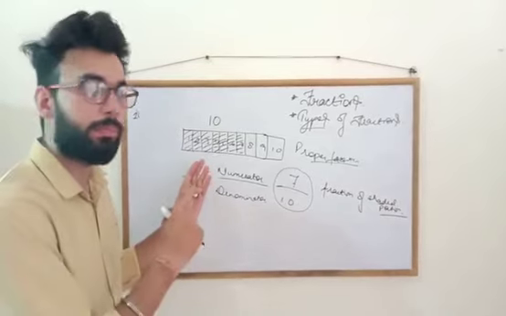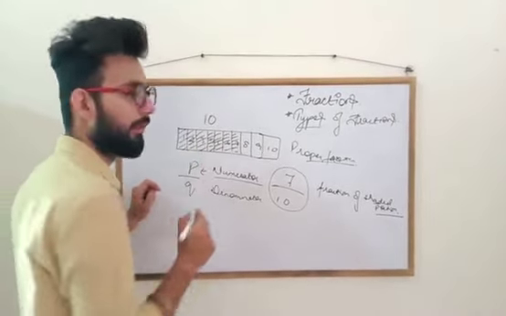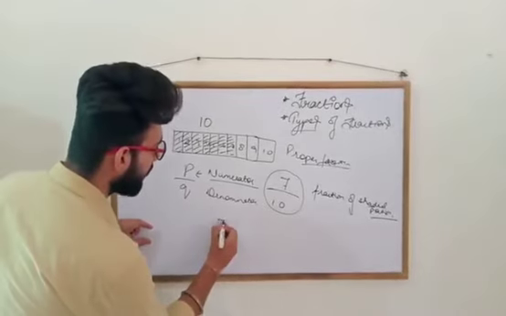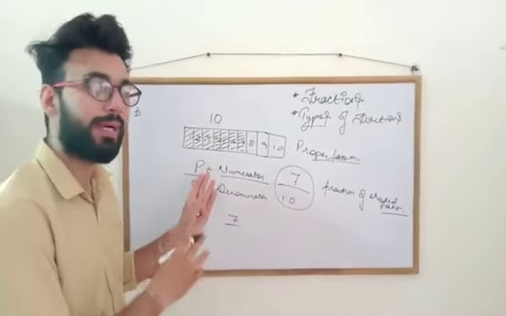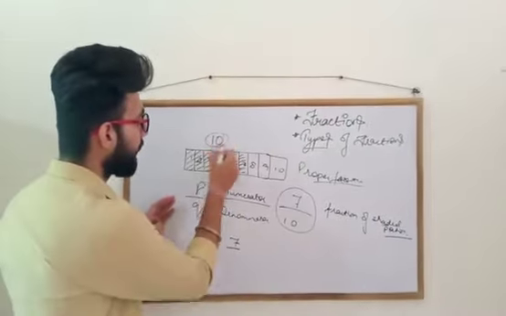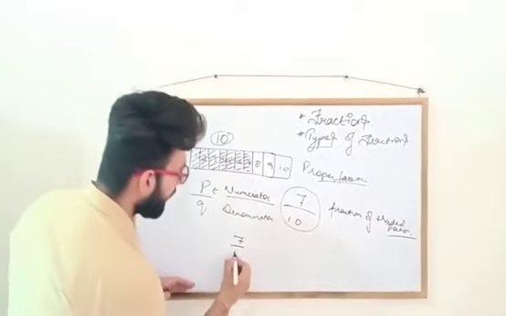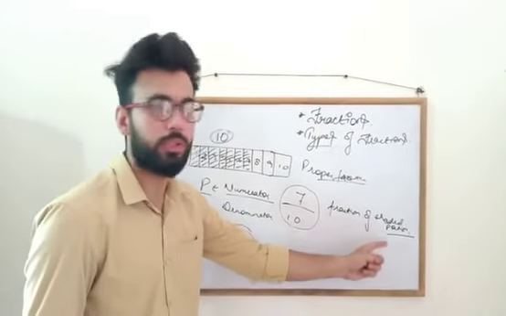Let's check how many parts are shaded. 1, 2, 3, 4, 5, 6, 7. How many parts are shaded? 7 parts. So first we will write in the numerator section 7, upon how many total number of parts are there? 10 parts are there. Okay? 1, 2, 3, 4, 5, 6, 7, 8, 9, 10. You can see, right? So 10. So this is the answer to the question, fraction of shaded portion.